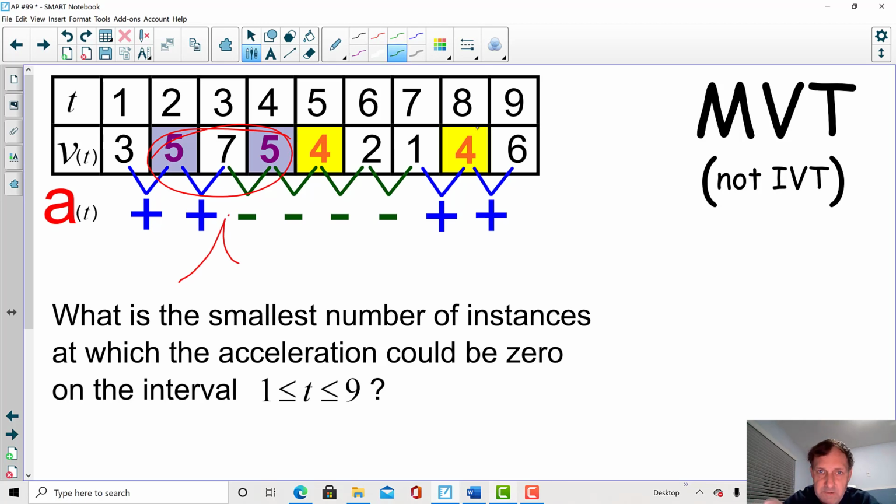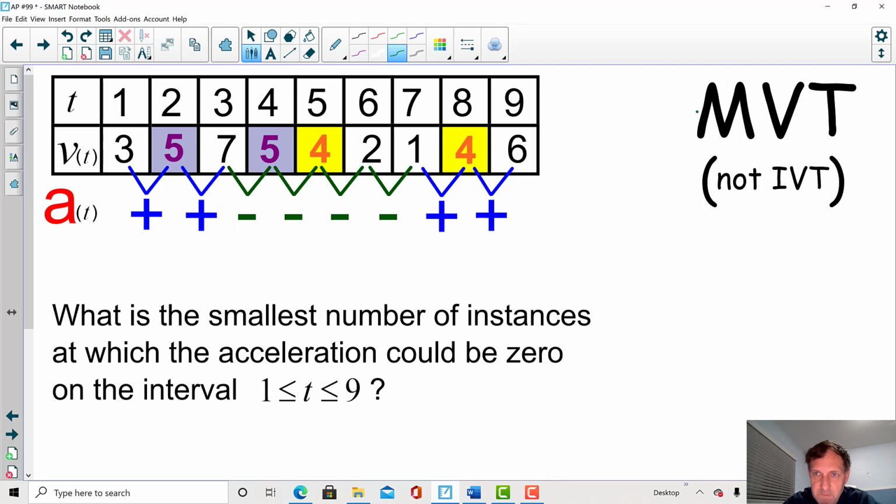And using similar reasoning from t equals 5 to t equals 8, you can see the slope of that secant line is 0. So we're guaranteed at least one spot inside that interval where the slope of the tangent line is also 0. And again, the slope of the tangent line would be the acceleration.